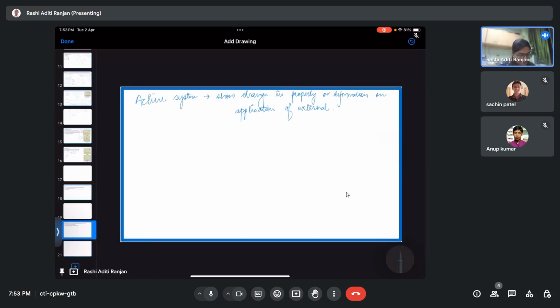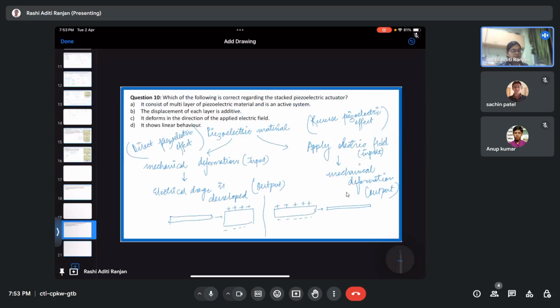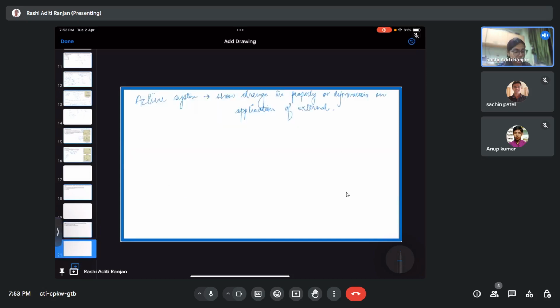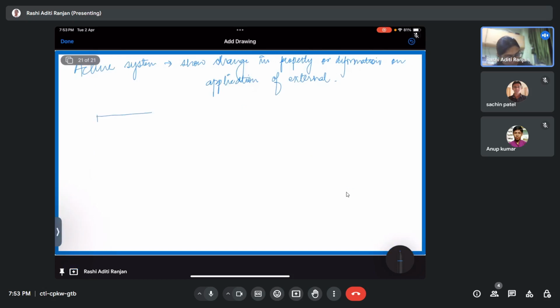Okay, so my first option comes: multi-layer. This is how one piezoelectric material is going to act. Now, when I say stacked piezoelectric actuator, it means that I have multiple layers. I have this one layer, then I add another layer, then a third layer, then a fourth layer. Now, why is this required?